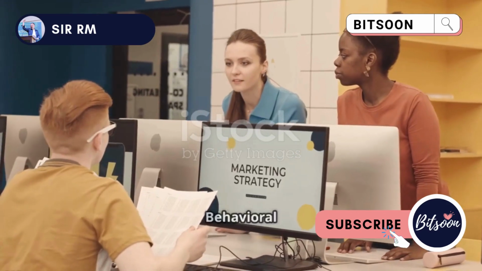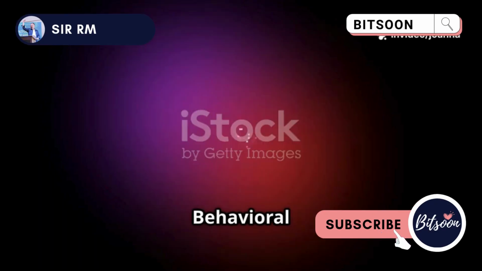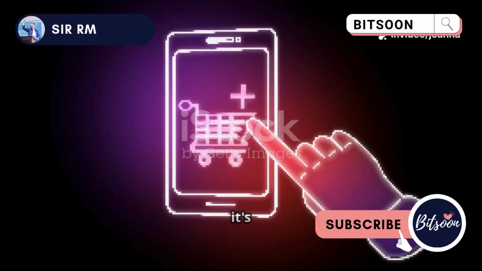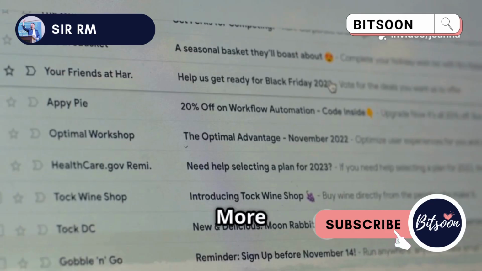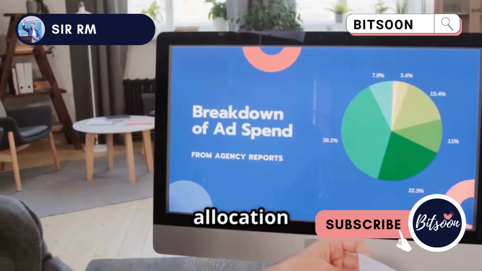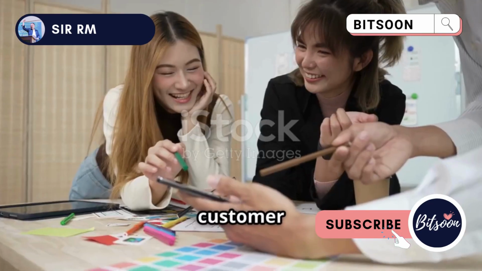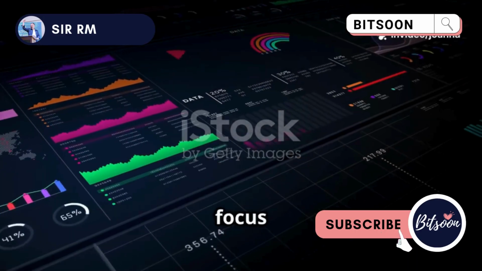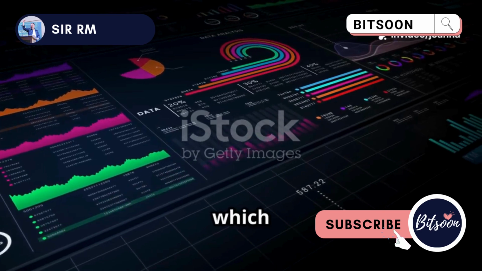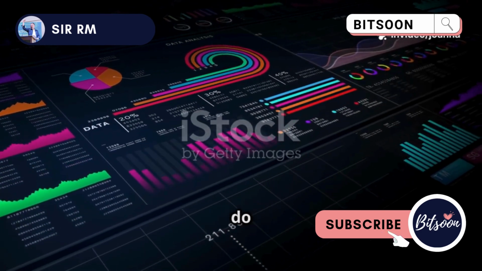Part 3. Why behavioral segmentation matters. Behavioral segmentation is powerful because it's based on real actions, not just assumptions. Benefits include more personalized marketing, better allocation of ad budgets, higher customer loyalty, new product ideas based on customer needs. It helps brands focus on what people actually do, which is often the best predictor of what they'll do next.